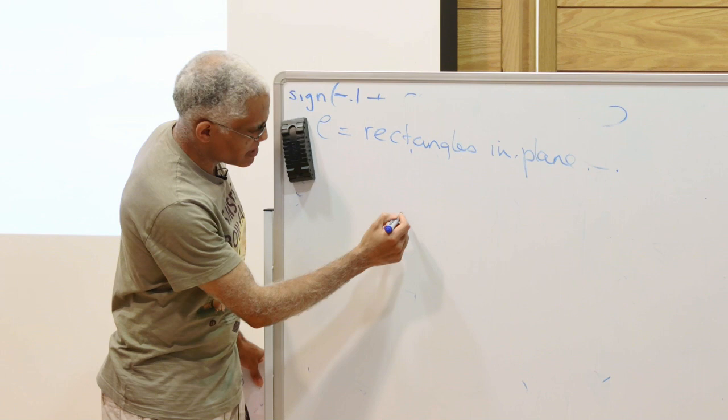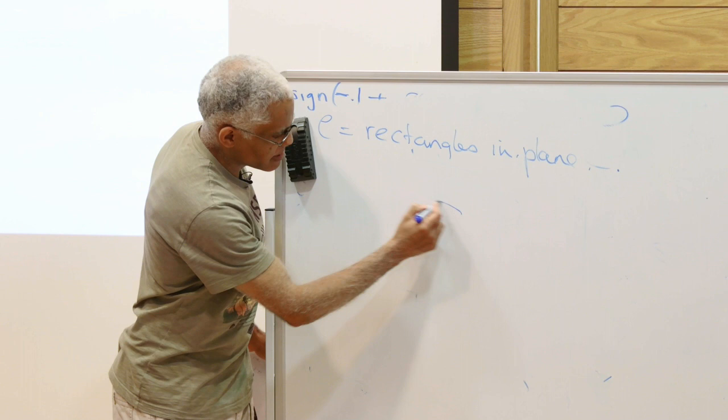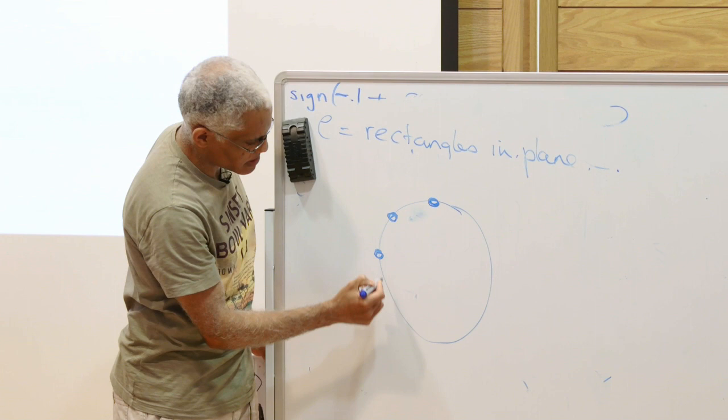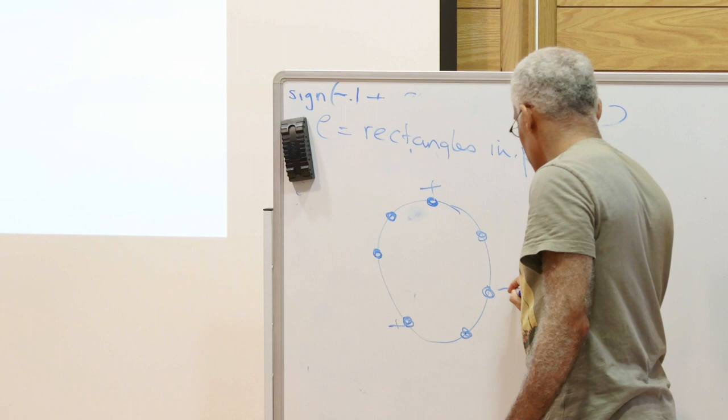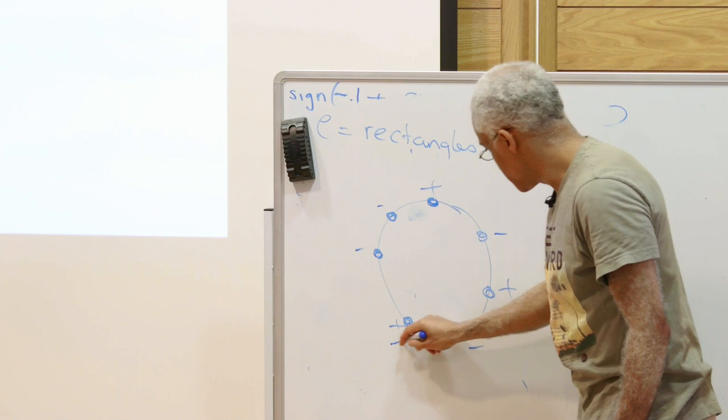Well, here are four points. I claim I can shatter seven points. So here's a set of seven points: 1, 2, 3, 4, 5, 6, 7. I want to realize any labeling. So here's a labeling where I've only got three positive points. Then clearly I can realize that with this triangle.